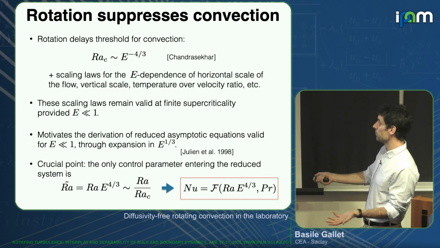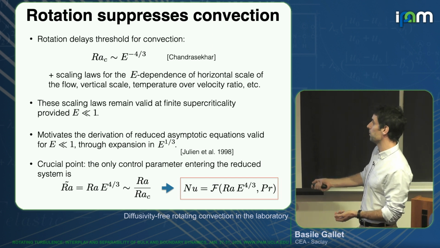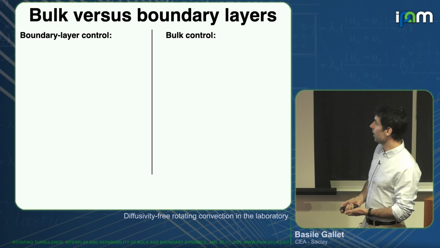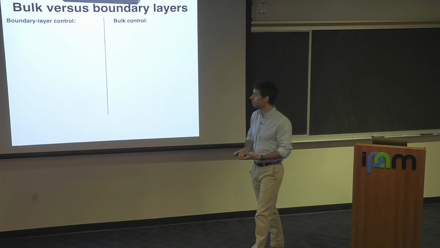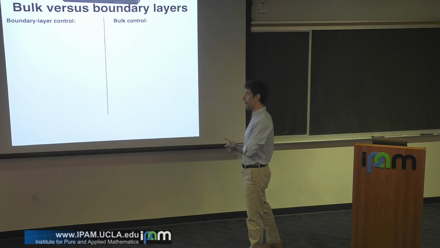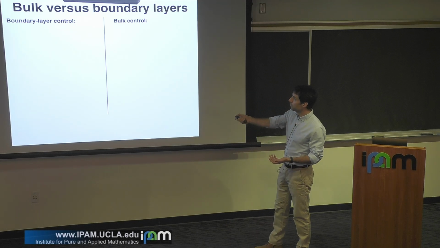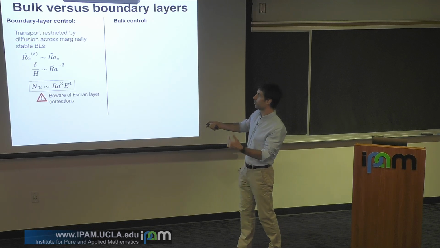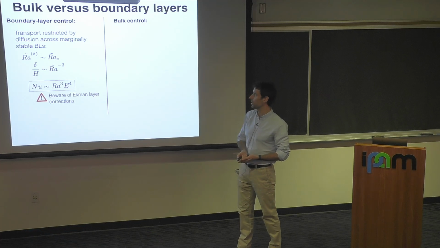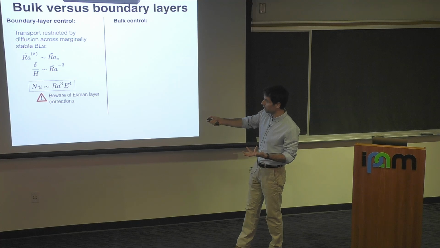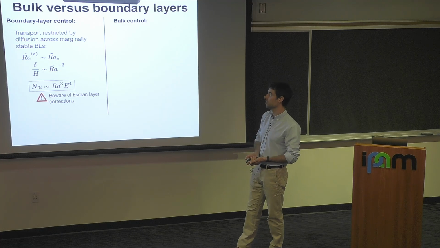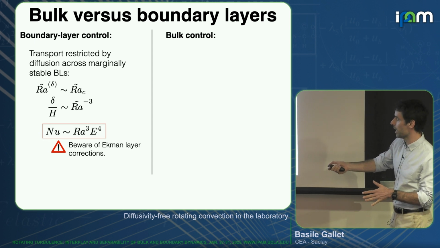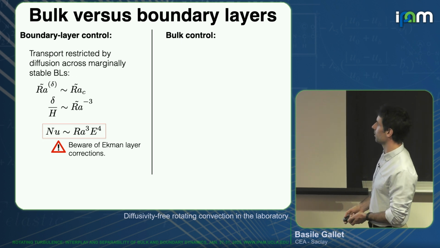And now if you use the diffusivity-free arguments, because you have only two control parameters here, you'll be able to conclude on the full scaling behavior of the Nusselt number. Right, so now that you know that Nusselt is a function of Rayleigh tilde and Prandtl, you can use boundary layer arguments similar to the classical regime of rotating convection. You'll say that the transport is restricted by marginally stable boundary layers, but now marginally stable according to the stability limit of rotating convection. And you get that Nusselt goes like Rayleigh cubed Ekman to the 4. But you should be careful maybe of Ekman layers that could disrupt this argument.